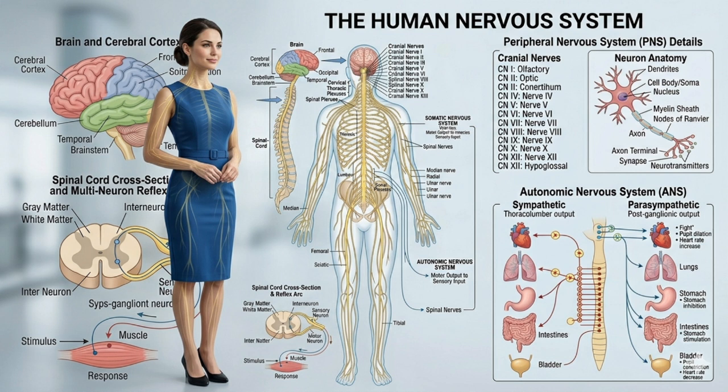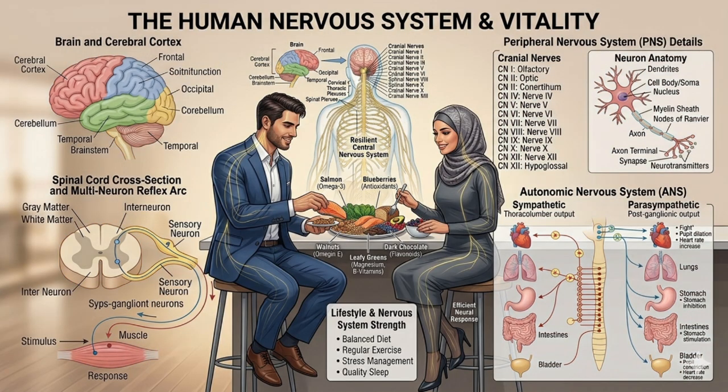Structural organization. Central nervous system, CNS. The command center comprising the brain and spinal cord, housed within the skull and vertebral column. Peripheral nervous system, PNS. A network of nerves, 12 pairs of cranial nerves, 31 pairs of spinal nerves, and ganglia outside the CNS that connects the CNS to limbs, organs, and skin.